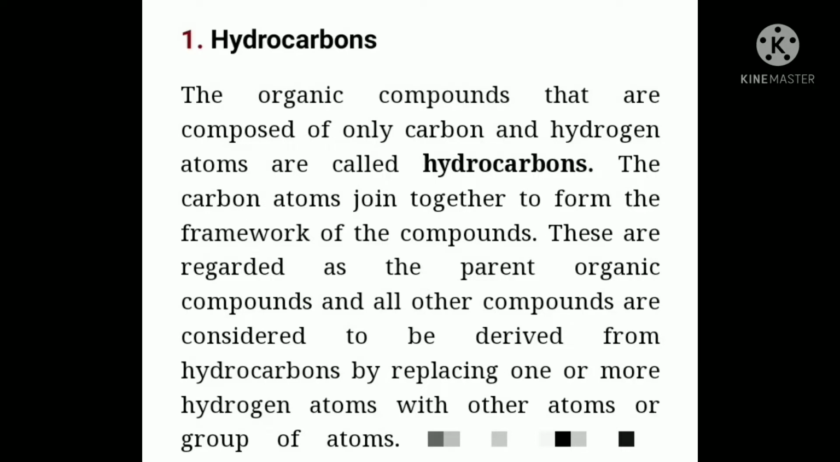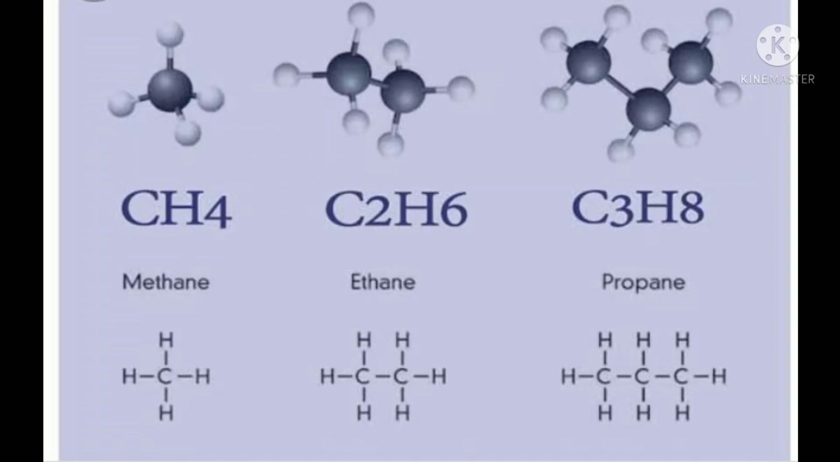Hydrocarbons. And these hydrocarbons are regarded as parent organic compounds. Why are they regarded as parent organic compounds? Because all other compounds are considered to be derived from these hydrocarbons by replacing one or more hydrogen atoms with other atoms or groups of atoms. We can see an example here, students. See this ethane. What's the formula? CH3-CH3. What type of hydrocarbon is it?